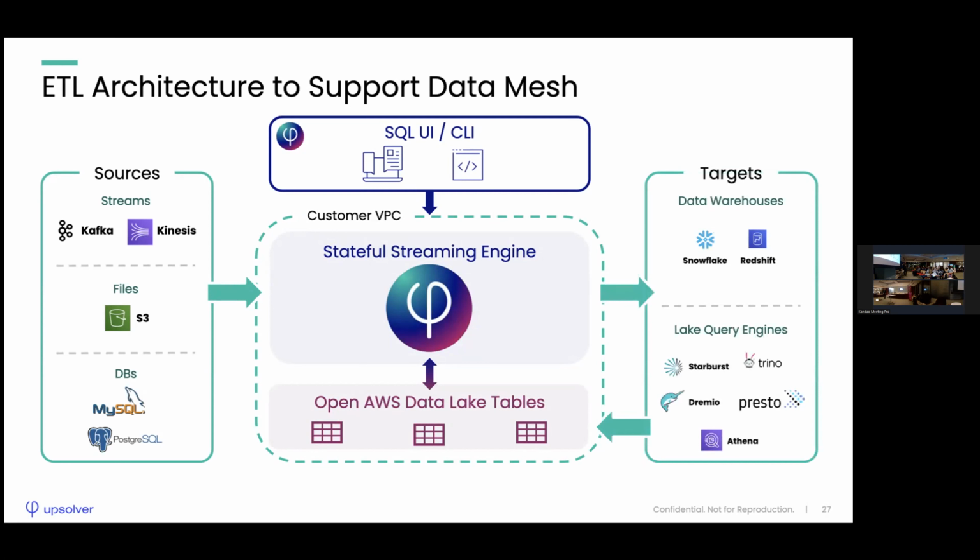Think about the data consumer model as Roy talked about, or the consumption layer. These could be data warehouses like Snowflake or Redshift, or you could attach query engines to the Upsolver data lake and query raw data in its lake-based form. So you could use Athena for that, Presto, Trino, Starburst, Dremio, anything that can read from an AWS Glue data catalog managed table can read data that's been transformed by Upsolver.